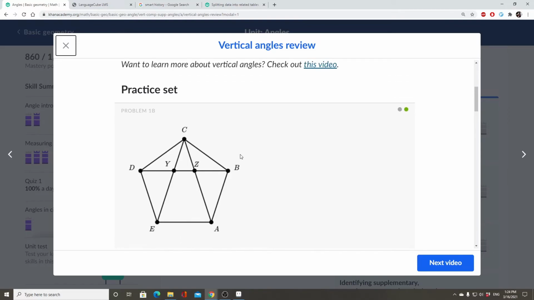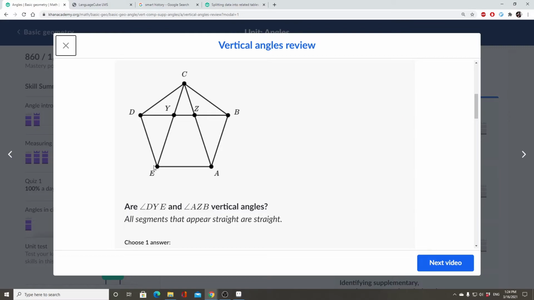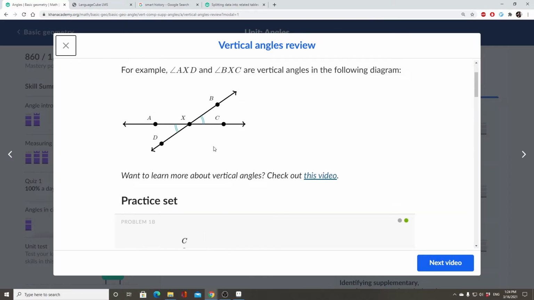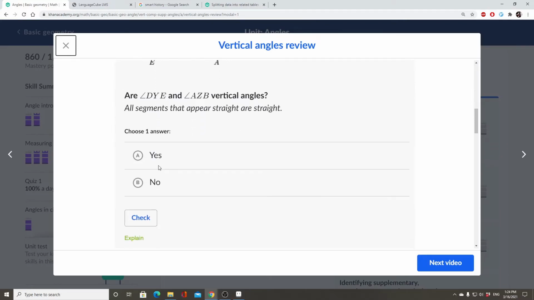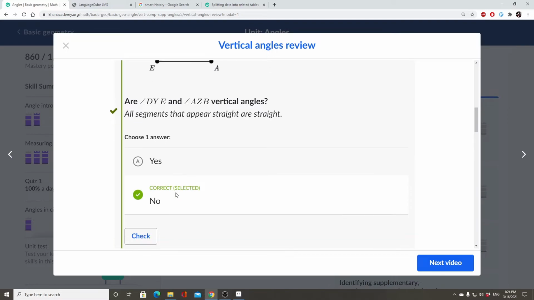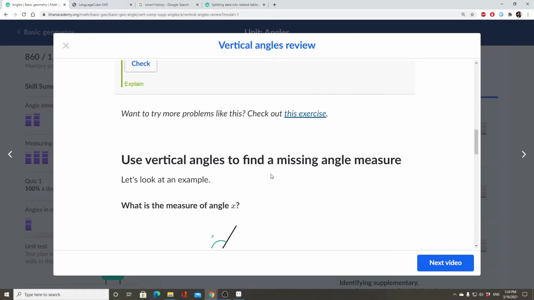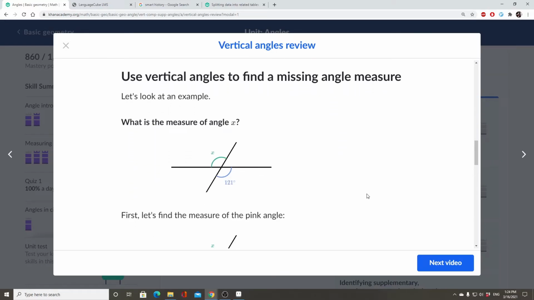Yes or no question. 50-50. And we got a practice set here. Okay, this is a little more complicated. DYE and AZB. Are they vertical angles? I'm going to say no, because they don't have the same vertices, right? Yeah. No. Okay, good. Well, that was relatively painless.